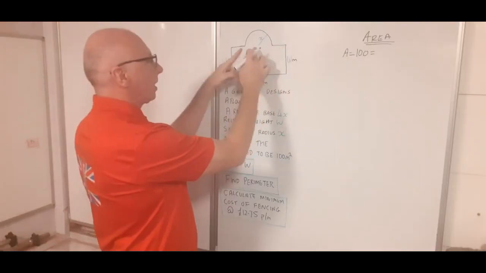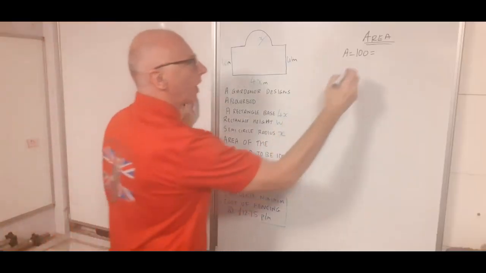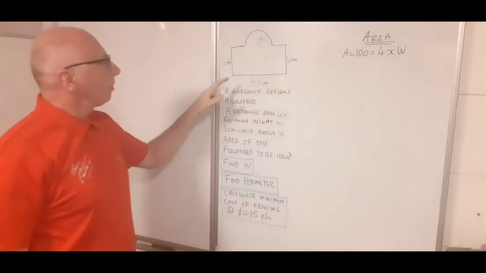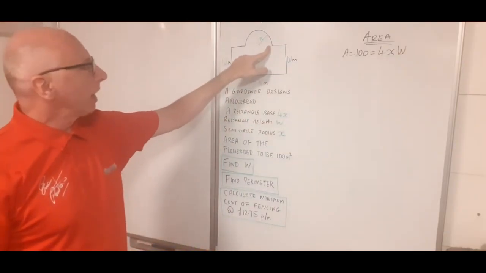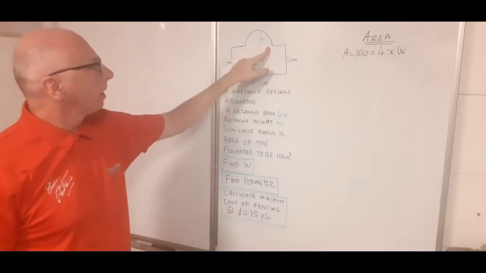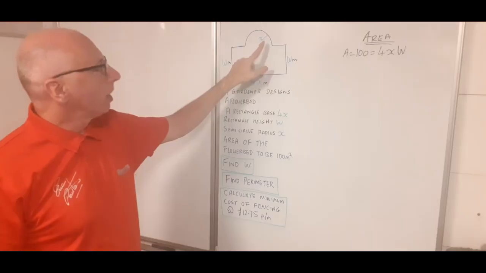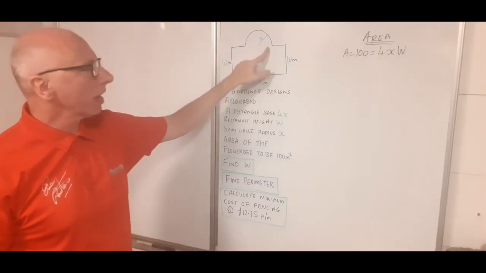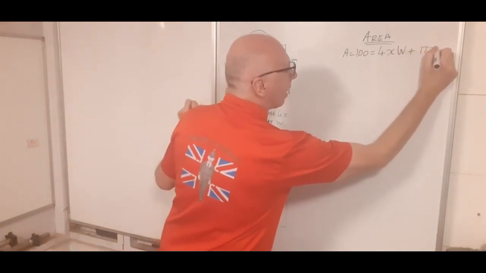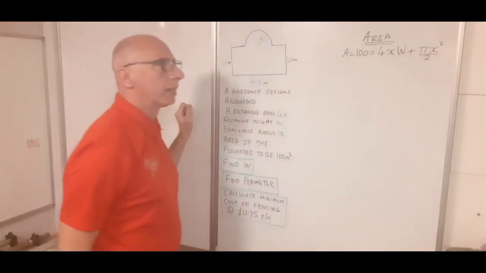So here we've got a rectangle, 4x by w. So we've got 4xw. And we've got a semicircle here. Now that's half of a circle. Area of a circle is pi r squared. In this case, the radius is x, so it's going to be pi x squared. But it's only half of the circle, so it's pi x squared over 2. So that will be added on to our area. So pi x squared over 2.